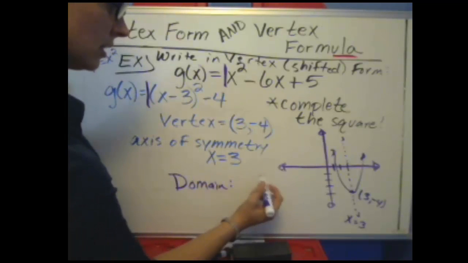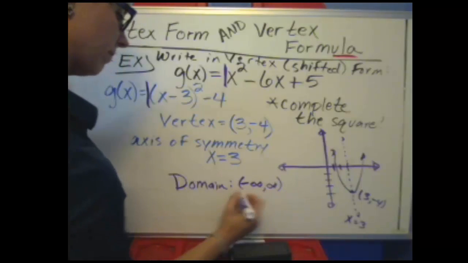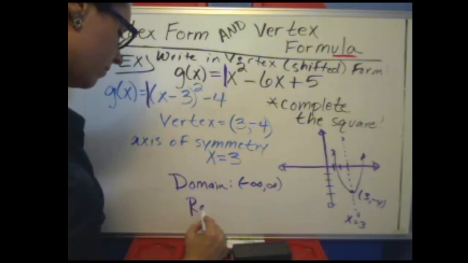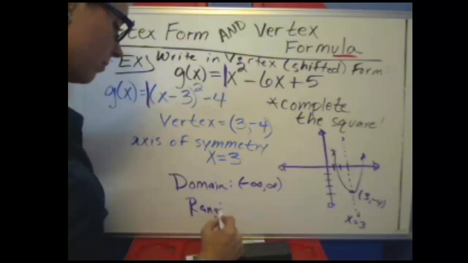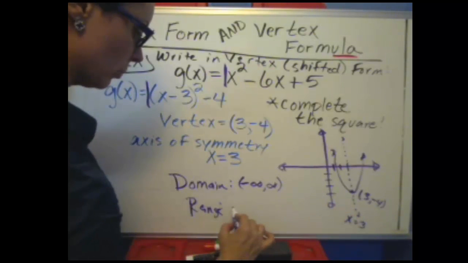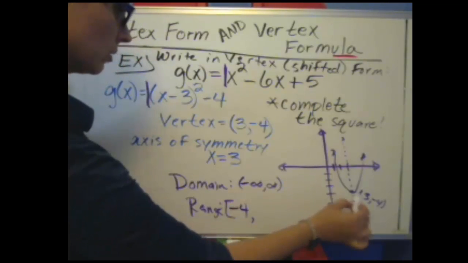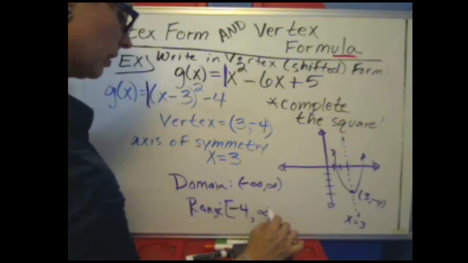The domain is everything side to side, so we have negative infinity to infinity. The range is going to be from this low point here of -4, so that's where the -4 really comes in, including that, of course, since that's a closed circle, and up to infinity.